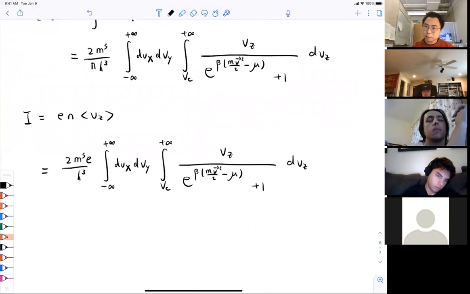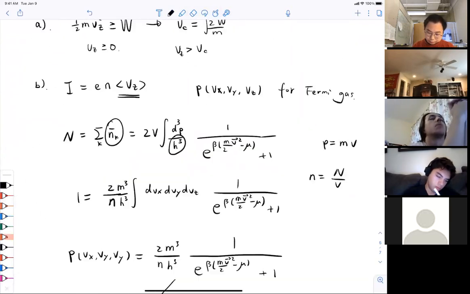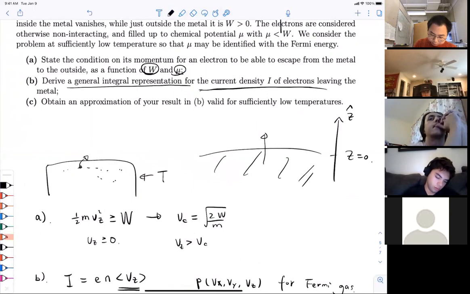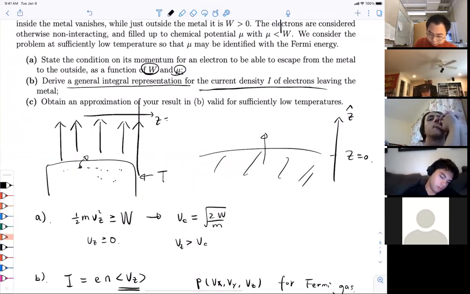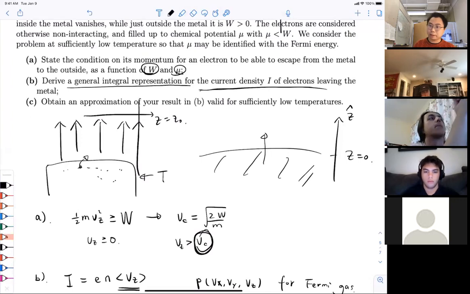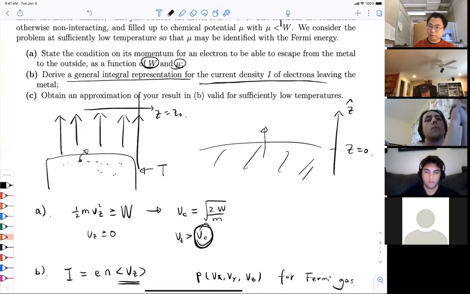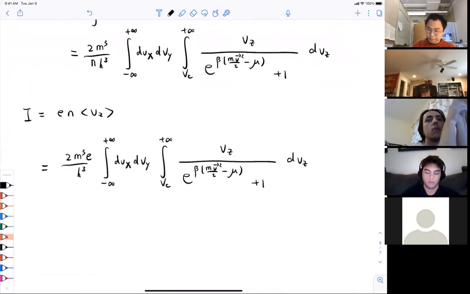Yeah, there are many similar problems. For example, we can add some electric field outside and ask you what is the current at some position, Z equal to Z naught. Then you only need to shift this critical velocity and get a similar result, right?